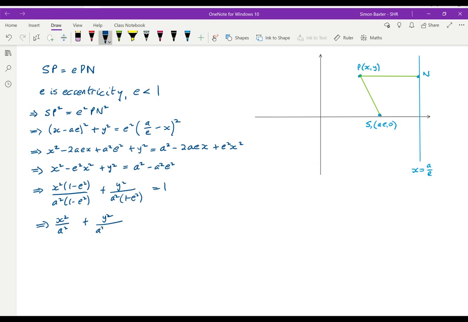And we are left with an equation like that. The important thing is that 1 minus e squared is actually greater than 0. It's a positive number because e is less than 1. I wouldn't get that equation otherwise. Because that's true, because it's positive, I can write b squared equal to a squared times 1 minus e squared, and that gives me the standard equation of an ellipse.